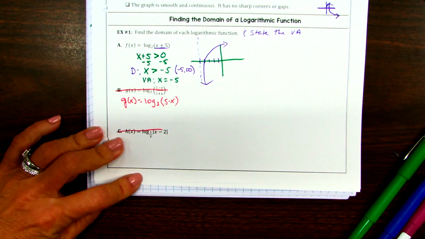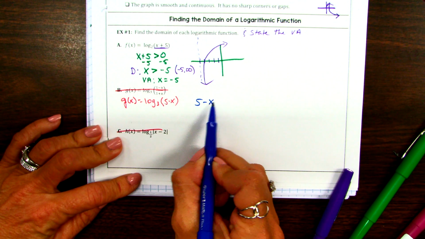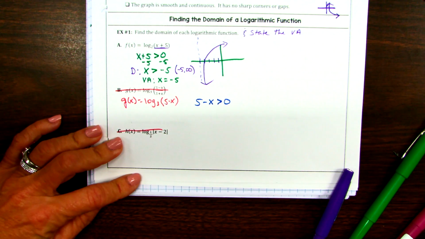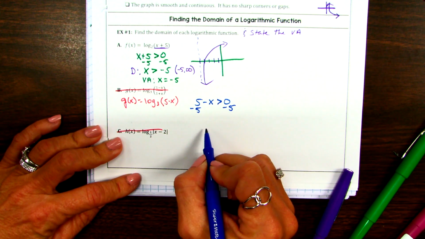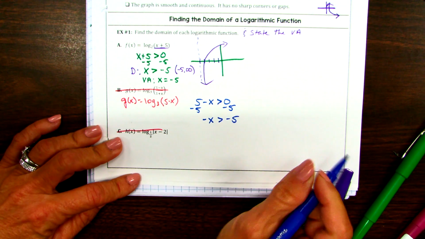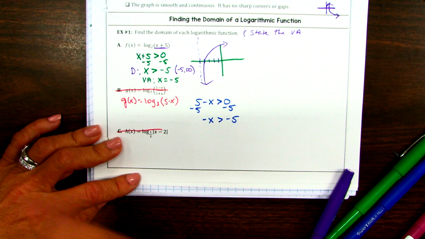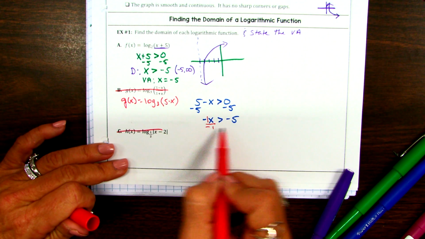Let's look at another one. Set my 5 minus x greater than 0 and solve it. Subtract 5. That leaves me with negative x is greater than negative 5. Don't forget, that's a negative 1, right? Divide both sides by negative 1.